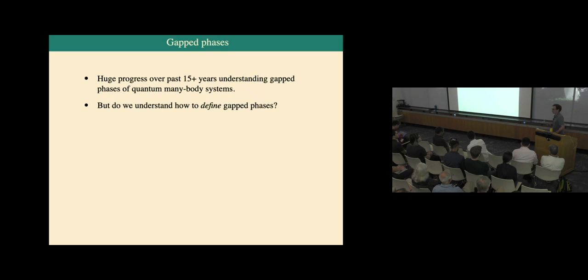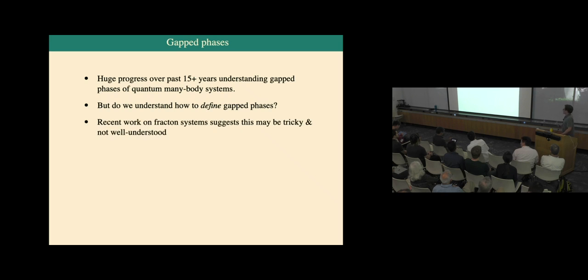Although I'm not aiming for a mathematically precise definition here at all, I actually think that this is a much trickier and subtler question than I used to appreciate, and that I think most of us in physics appreciate. And I think it needs actually quite a bit more attention. And the thing that got me to think about this is recent work on fracton systems, which I'll review, that suggests that this question may be quite tricky.